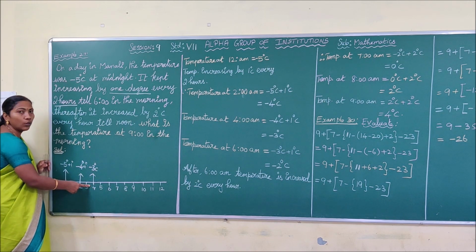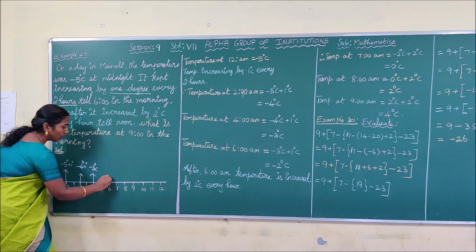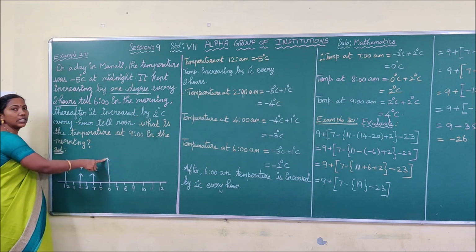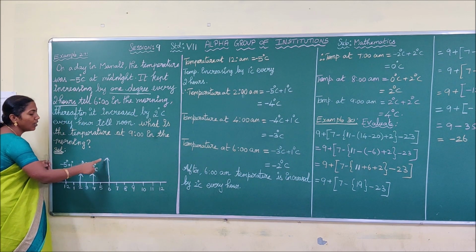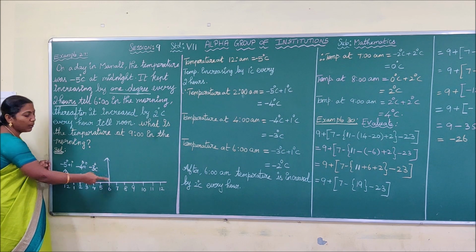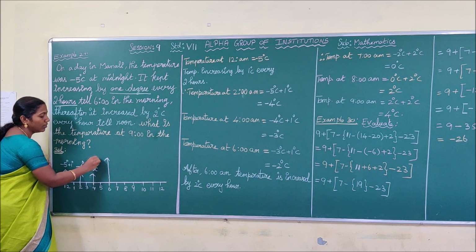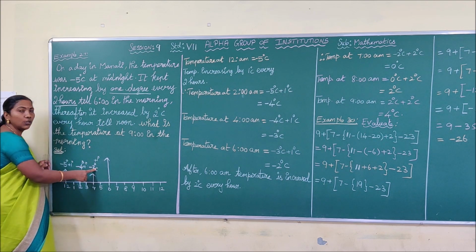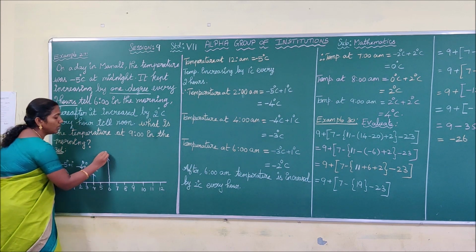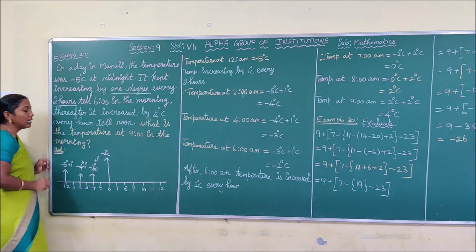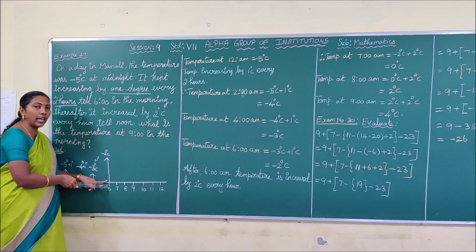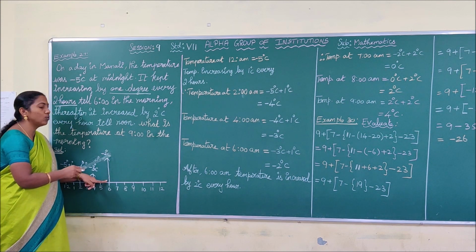After 2 hours from 4 is 6 o'clock. At 6 o'clock, what is the temperature? You have to add 1 degree to the temperature 2 hours before. What is 2 hours before? 4 o'clock. The temperature is minus 3 degrees Celsius. So add 1 degree to minus 3 degrees Celsius. You get minus 2 degrees Celsius. Thus, by 6 o'clock in the morning, you have minus 2 degrees Celsius.